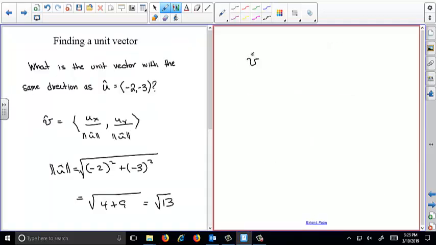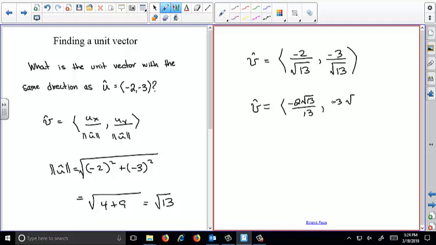So the unit vector, which I'm calling vector v, in this case is going to be equal to -2 divided by the square root of 13, and the y component of the unit vector is -3 divided by the square root of 13. If you multiply and divide each term by the square root of 13, you'll get -2 times the square root of 13 over 13, and -3 times the square root of 13 over 13. And if I take this squared plus that squared and add them together, I'll get 1. And the square root of 1 is 1.